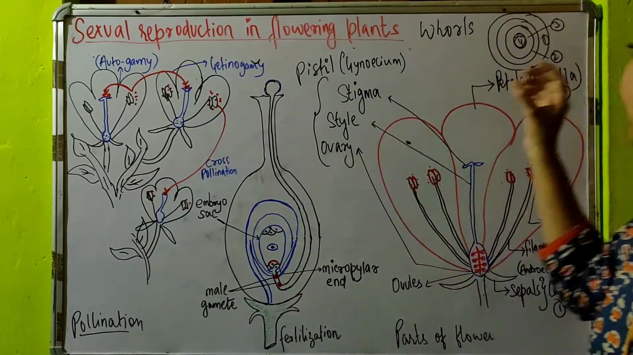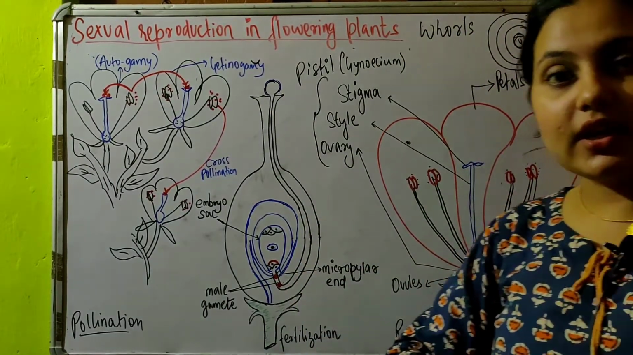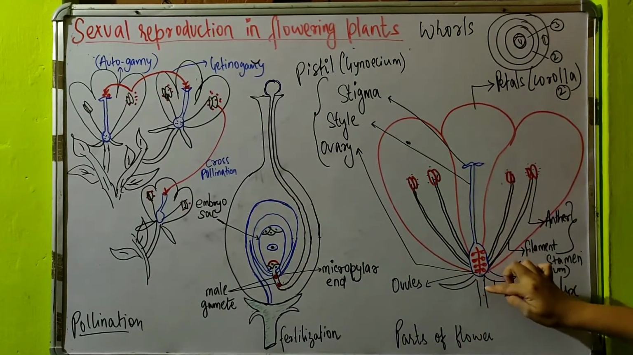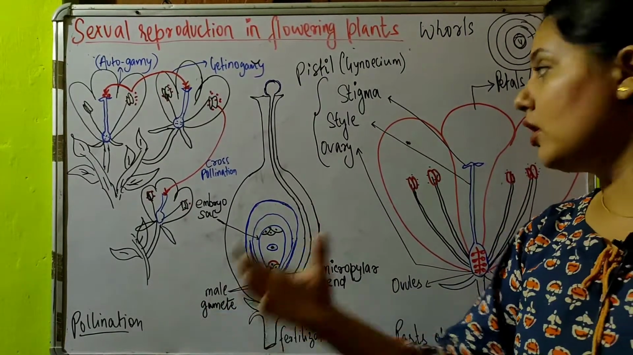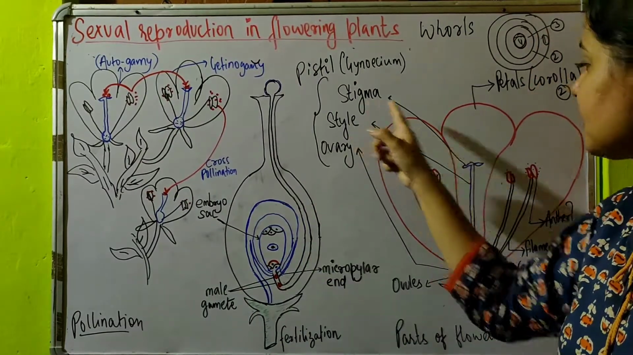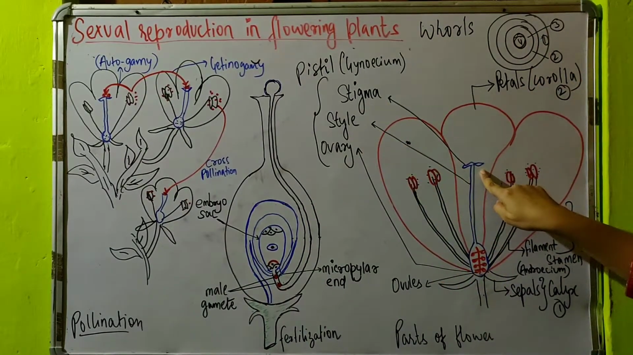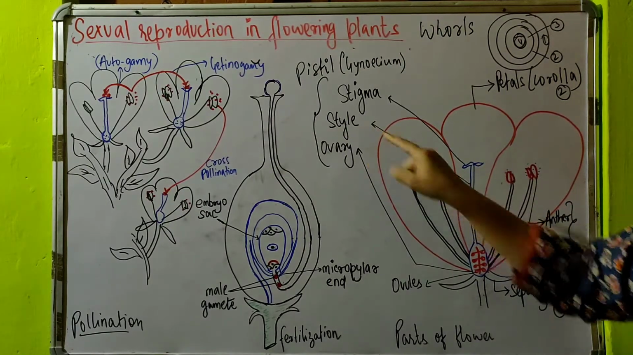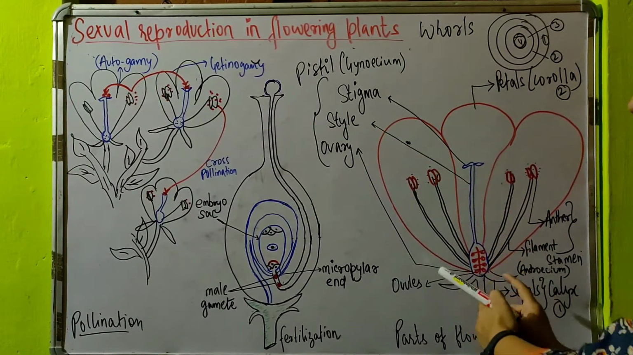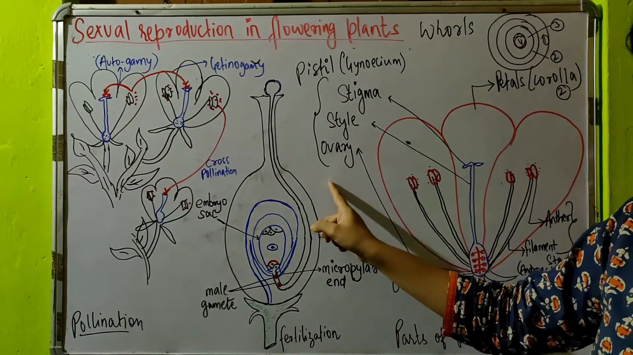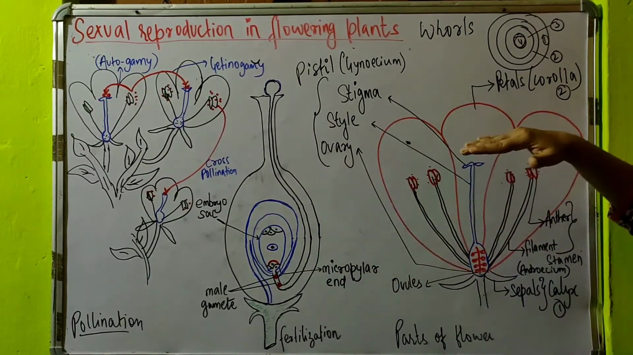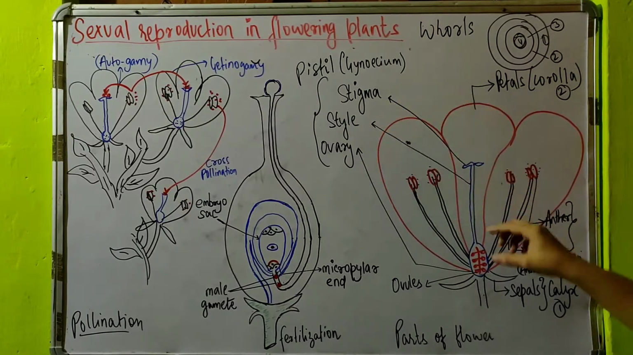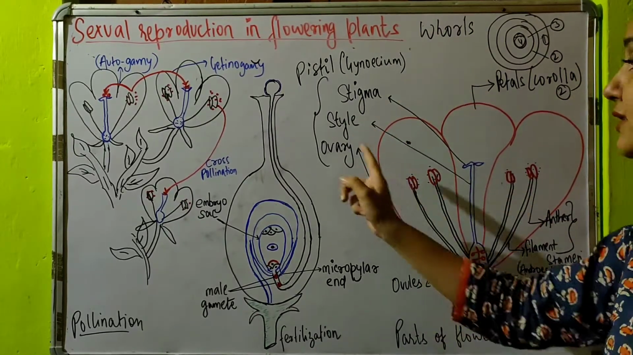And now the 4th whorl. The 4th whorl is the female part. This blue line which you are seeing is the 4th whorl. This is the stigma, the upper part. The middle part is the style, and the lower bulged part is the ovary. The flattened part is the stigma, the tube-like structure is the style, and the lower bulged part is the ovary.